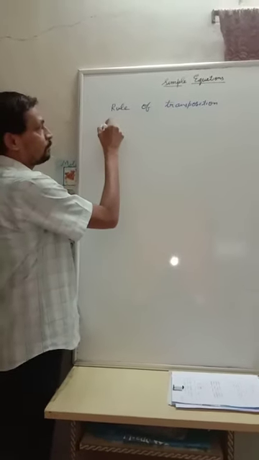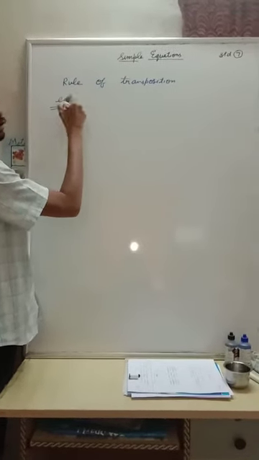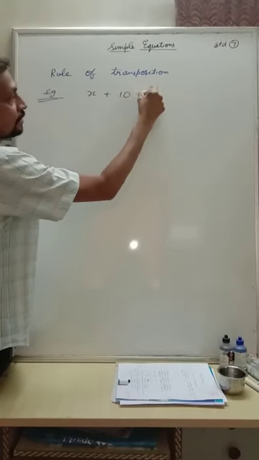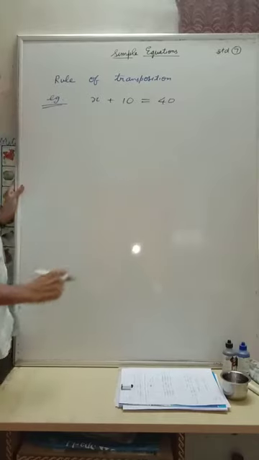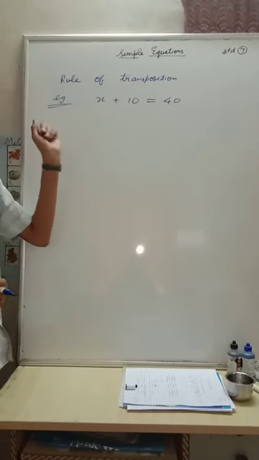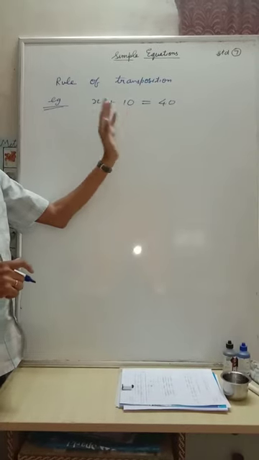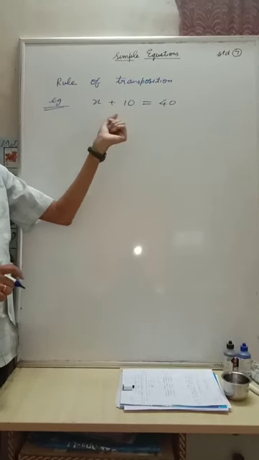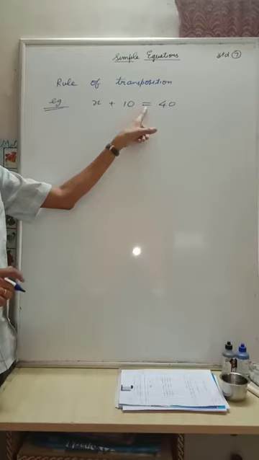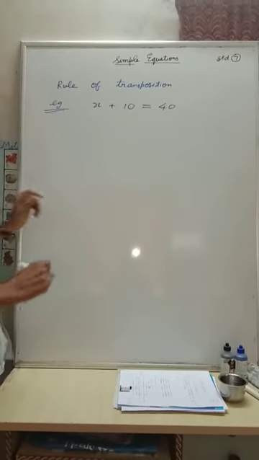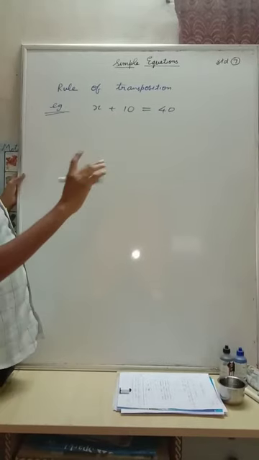I'll take an example for this. Just focus on the board. x plus 10 is equal to 40. This is the equation. Now friends, why is it an equation? I taught you in the last class. Shubhra, is it an equation? Yes. Why so? Because there is an equality sign. The left hand side is equated to the right hand side, and this is a linear equation with one variable.